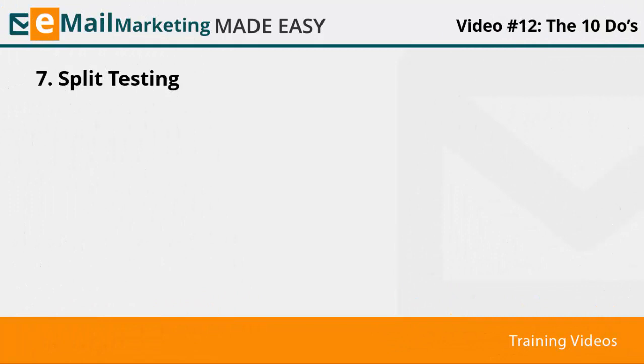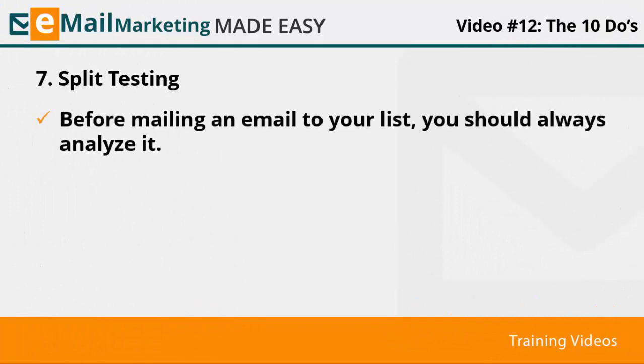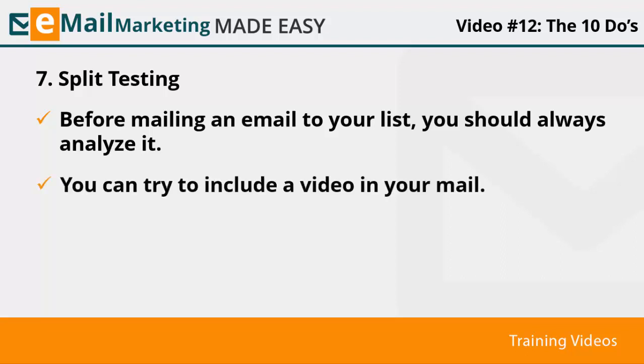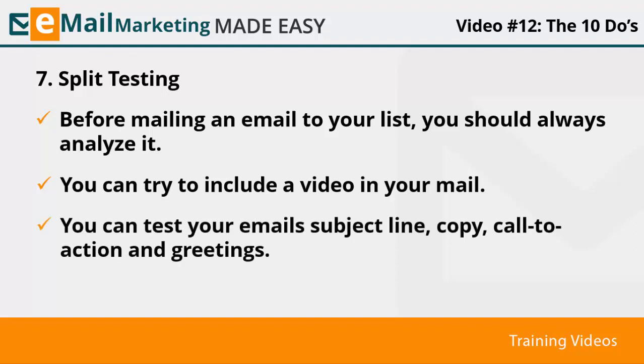7. Split testing. Before mailing an email to your list, you should always analyze it. To run an effective marketing campaign, it is certainly necessary to track and test what works for your audience. You could try to include a video in your email. You can test your email's subject line, copy, call to action, and greetings. Analyze which things bring conversions to you. Regular testing can improve your open rates, conversions, sales, and revenue.